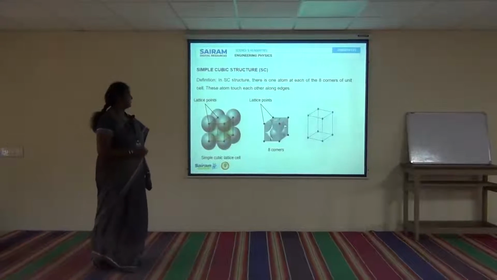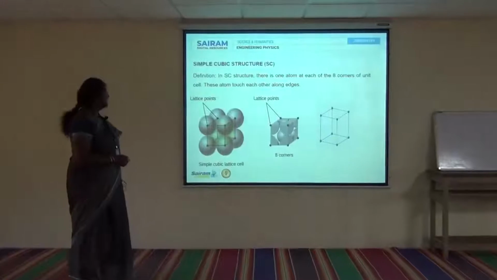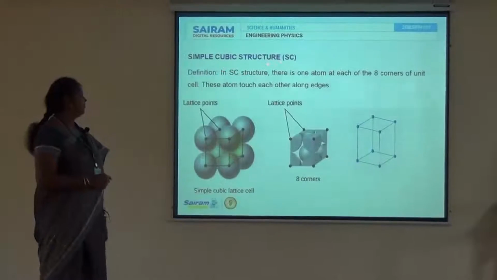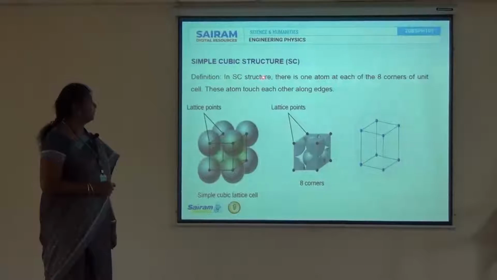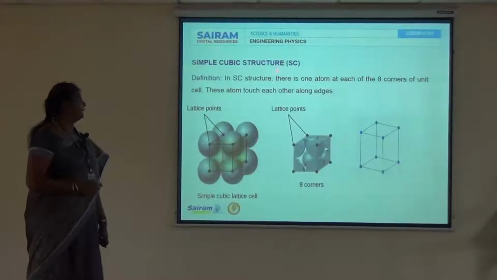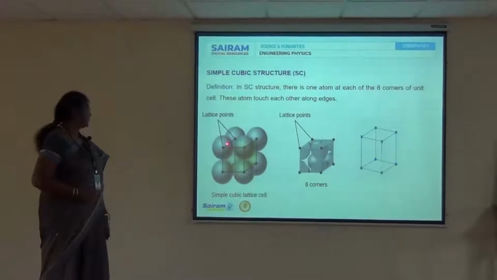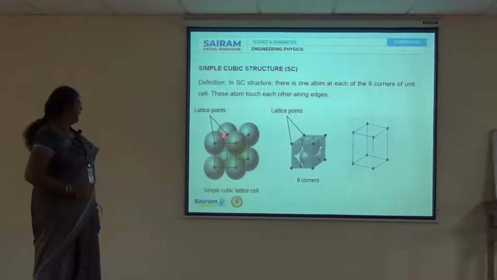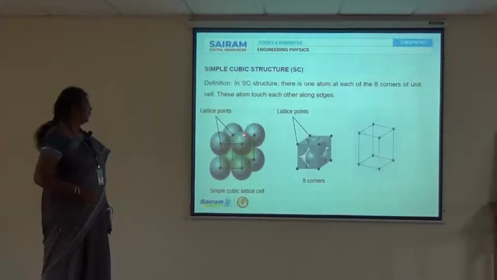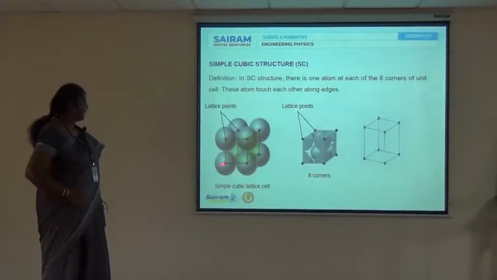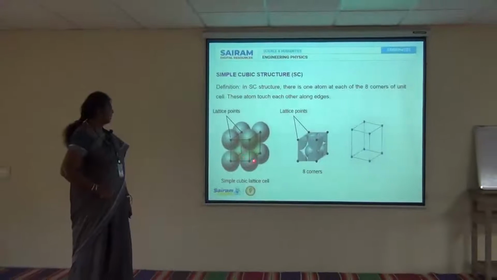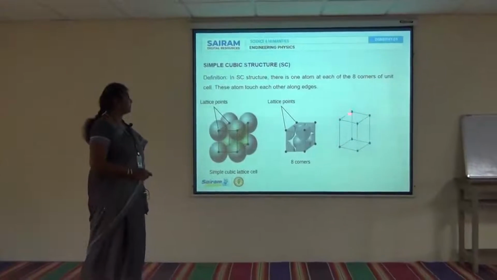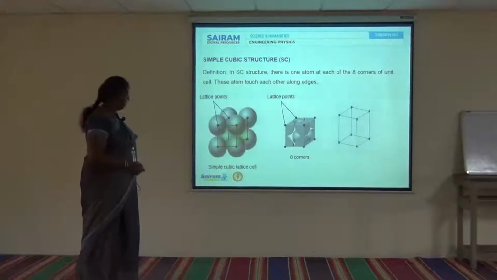Let me start discussing the crystal structures. First one is the simple cubic structure. It is one of the 14 Bravais lattices. The definition of the simple cubic structure is: there is one atom at each of the 8 corners of the unit cell. You can see the diagram. This is your cubic unit cell. At the 8 corners, you have one atom each, and you can see adjacent atoms touch each other along the edges. The third diagram gives the position of your space lattice.